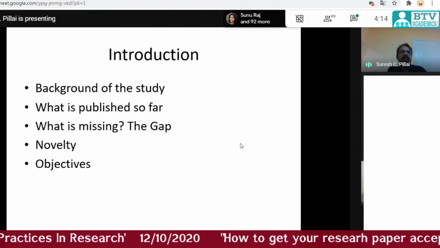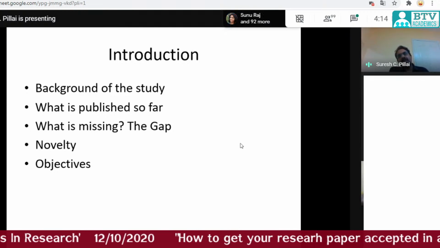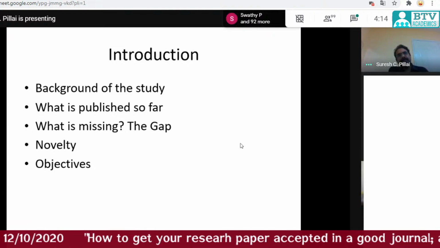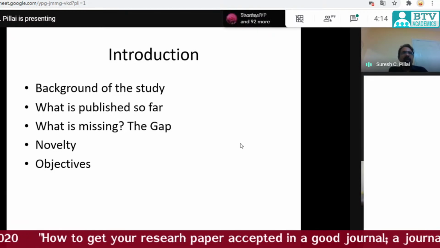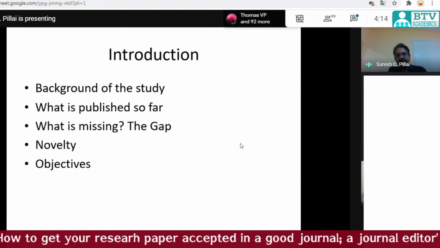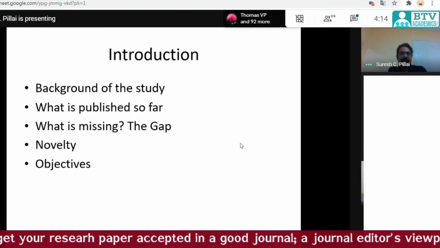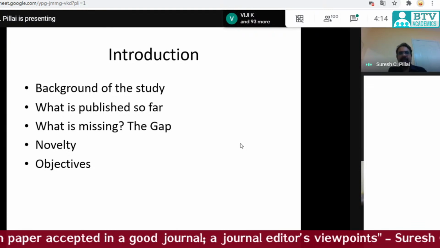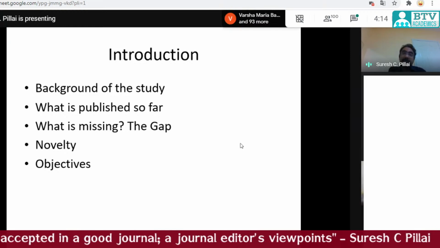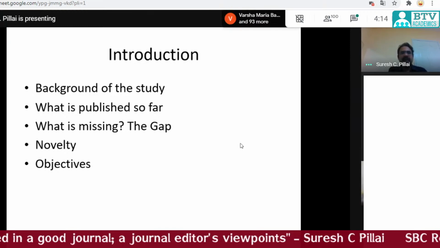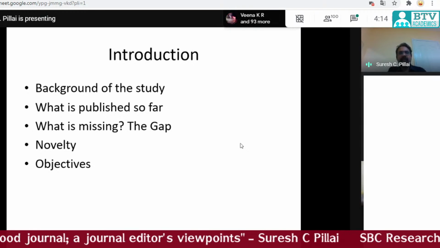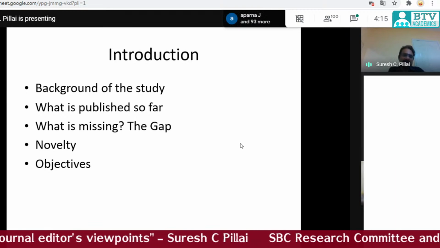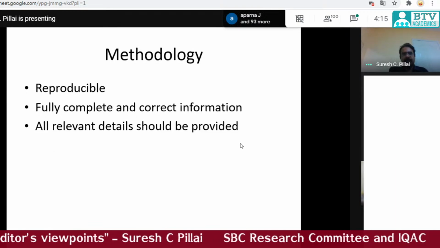So once you identify the novelty, then you can address the objectives. The objective for the current work was to develop a new material which can be employed to kill Clostridium difficile. Okay, so that is how you write the introduction. The background, with proper literature support, so that you can write what is published so far. Then you can identify what is missing, and that is the gap. Then you identify the novelty and then the objectives.